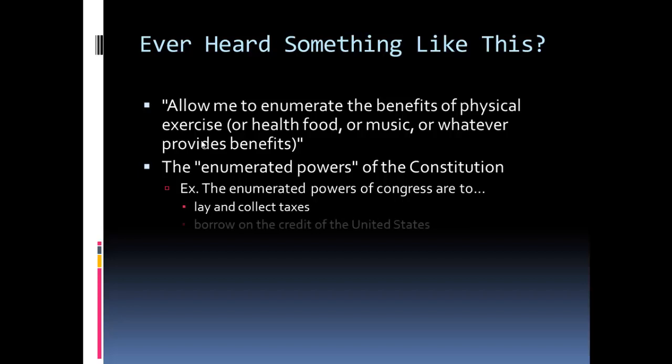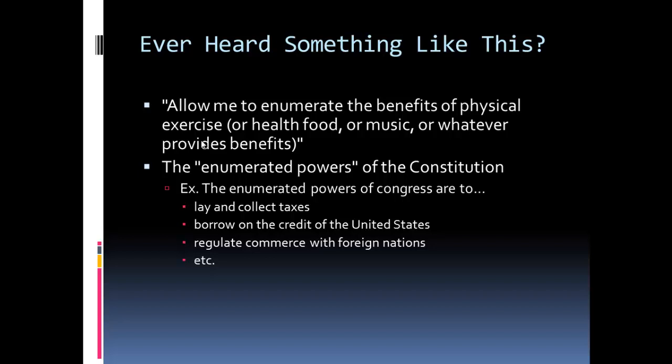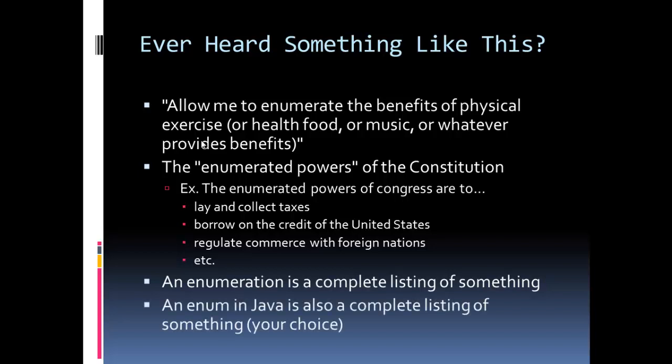So to lay and collect taxes, to borrow on the credit of the United States, to regulate commerce with foreign nations, to produce copyrights. There's a bunch of different ones that Congress is allowed to do, okay? And it's a complete list, okay? So if you think about the word enumerated, all it is, is a complete listing of something, whatever that may be. And in Java, it's also a complete listing, and it's something that's either of your choice or something that may represent some kind of list of items where we have the complete list.